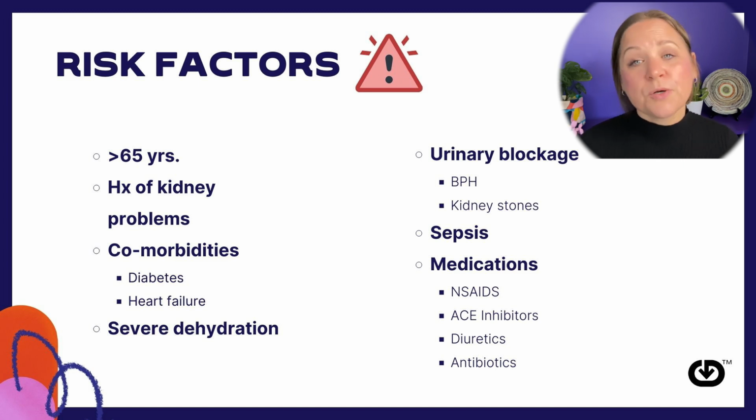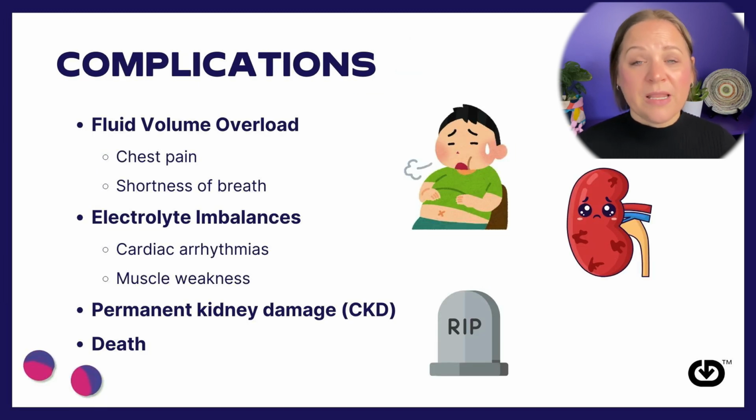So if your patients have any of these issues going on, recognize that they're at higher risk for AKI and make sure you're monitoring. So complications of acute kidney injury include fluid volume overload, and the patient may experience chest pain or shortness of breath. Electrolyte imbalances, which can result in cardiac arrhythmias and muscle weakness. It can result in permanent kidney damage for 10 to 20% of patients. And if left untreated, it could result in death from the rising amount of electrolyte imbalances and metabolic acidosis. So it is important as healthcare providers, as nurses, that we intervene early, recognize these symptoms, and get the patients the treatment that they need.